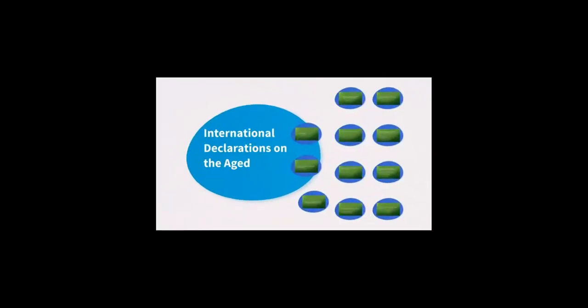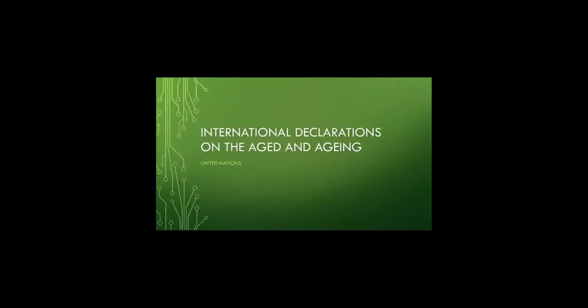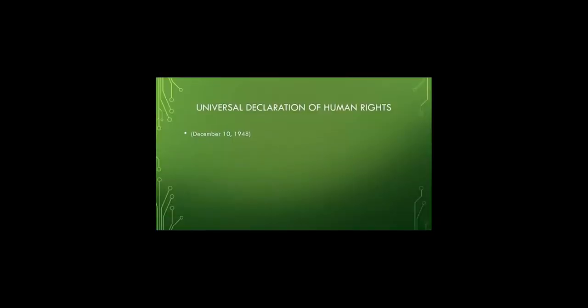Good morning. This video focuses on some of the important declarations by the United Nations in relation to aged persons. First, we shall see the Universal Declaration of Human Rights, which came into force on December 10, 1948. This Universal Declaration is not exclusively for senior citizens, but it contains certain provisions for senior citizens. But this applies to all citizens, including senior citizens.